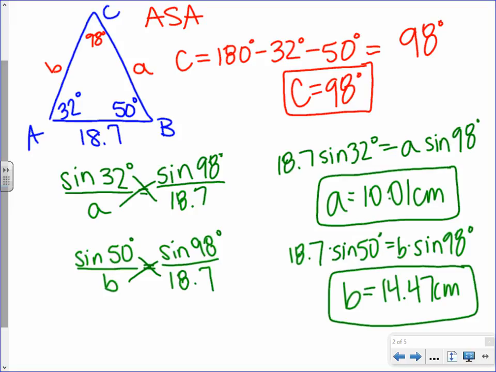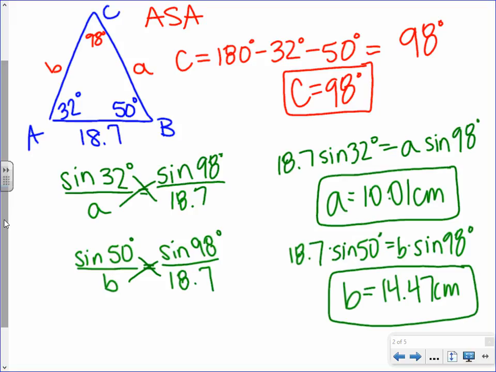The triangles you will solve in tonight's homework will either be angle side angle like this or angle angle side. It's not going to affect the order in which we do things. You're still going to find that third angle and then get the other two sides. Okay? Just make sure you use as much given information as possible.